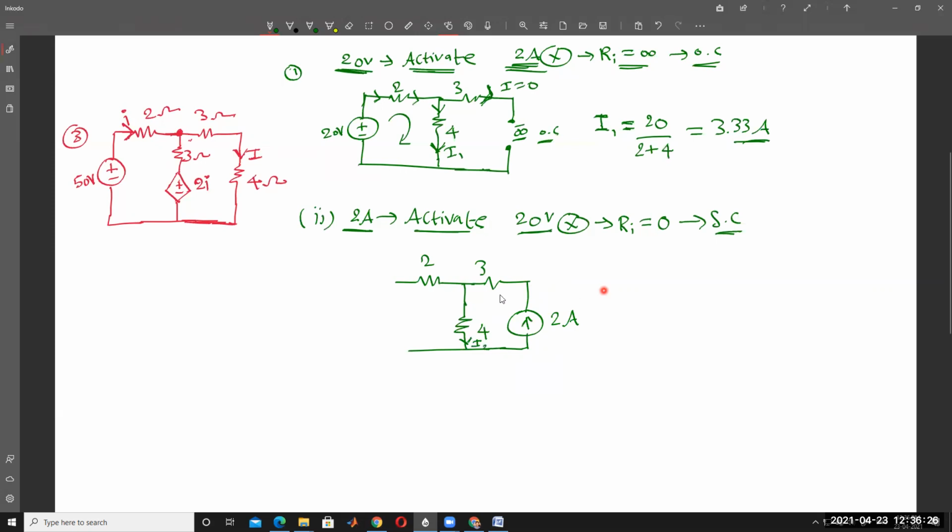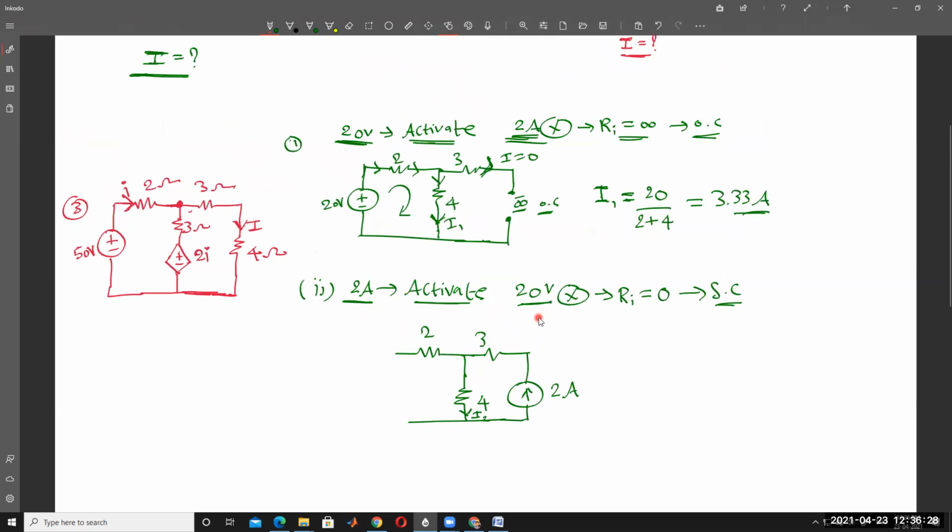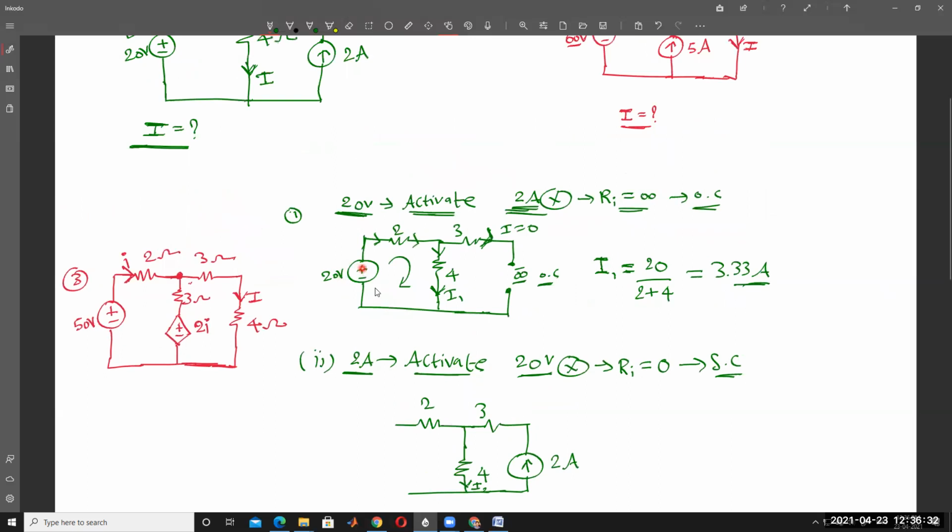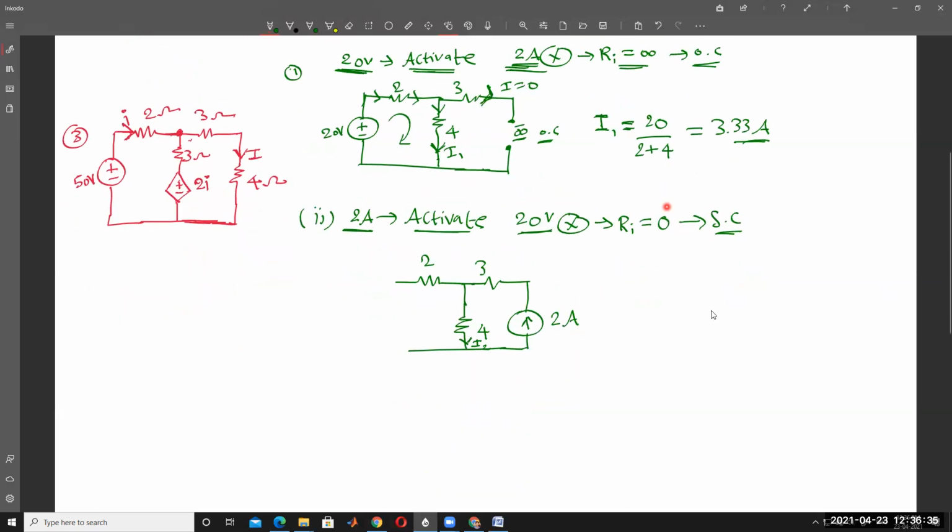So the 2 amps source is activated and the 20 volt source is deactivated. The internal resistance of the voltage source is 0 ohms, that's why it is short circuited. Understood?